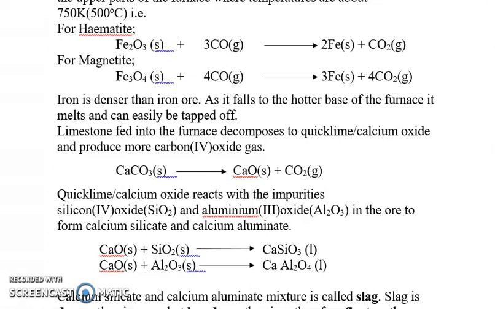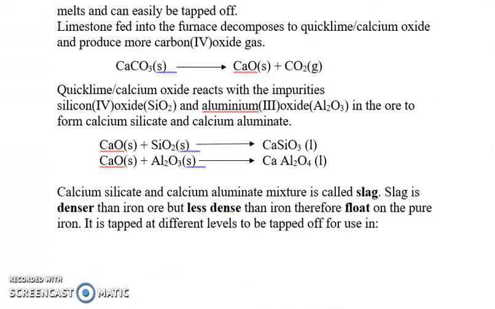As from the earlier processes, the carbon(IV) oxide reacts with carbon to form carbon(II) oxide that is used as a reducing agent. Then the quicklime, or calcium oxide, reacts with the impurities of the ore, which are silicon(IV) oxide and aluminium oxide, to form calcium silicate and calcium aluminate. The calcium silicate and calcium aluminate mixture is called slag.